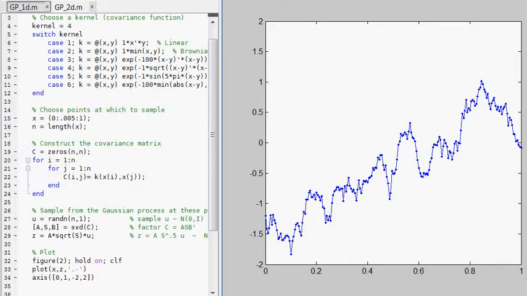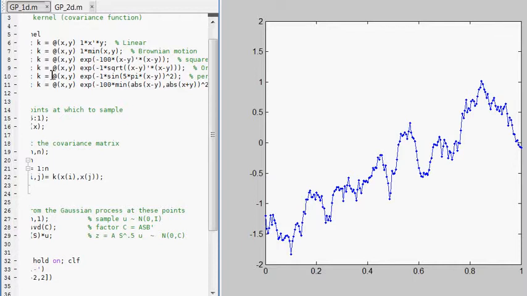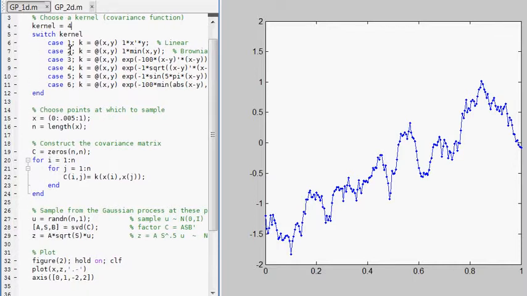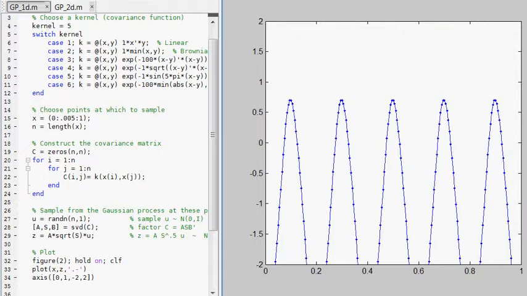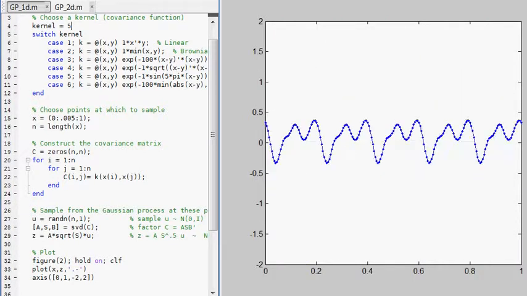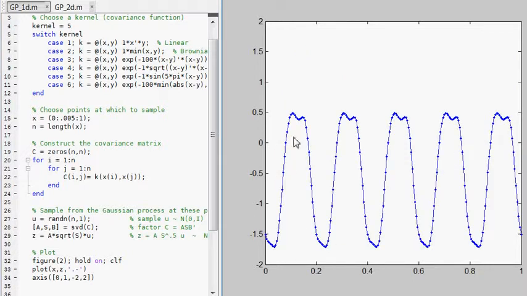So let's run it. I put that one in here with alpha equal to 1 and beta equal to 5. That's this particular kernel right here. It's number 5 on our list. Let's run it. And there it is. It's periodic. Isn't that cool? So cool. This is a random function here, and it's exactly periodic.